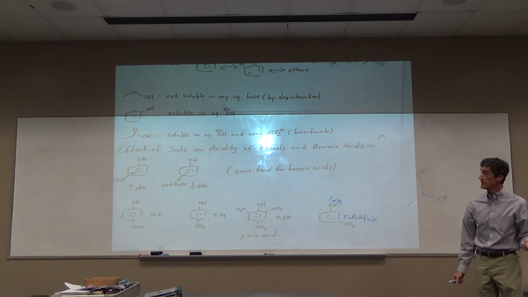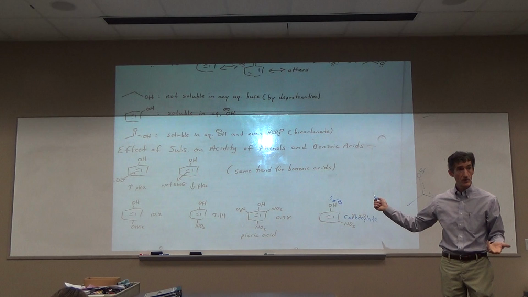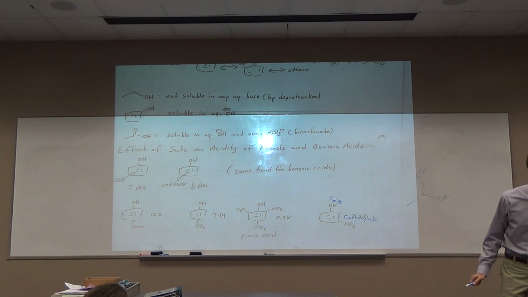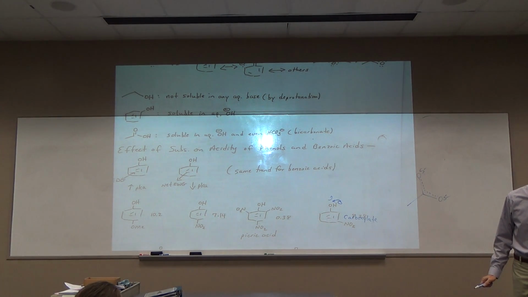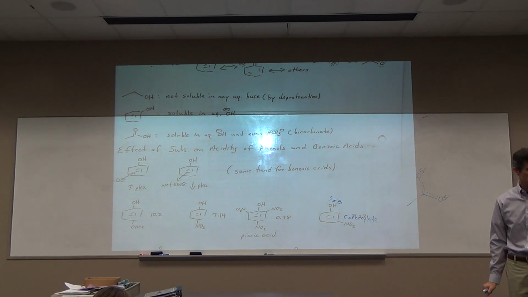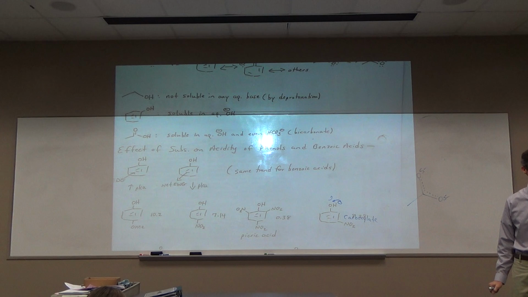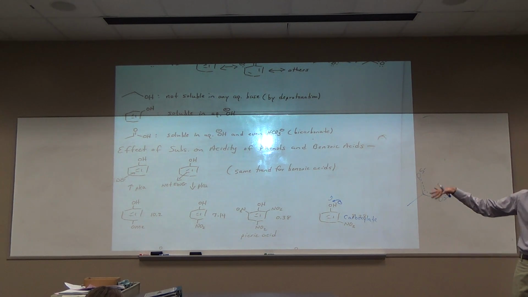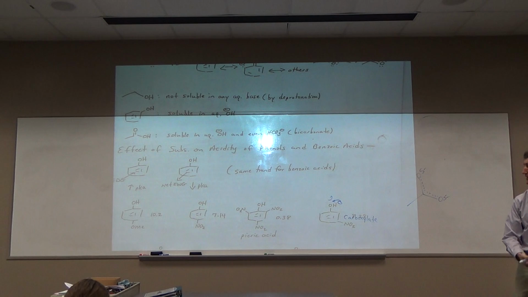What about a chlorine? Would that be a net donator or withdrawer? It's a net donator. Yeah, it's group three. The same groupings can be used here, so we'll use the same terminology, and we'll look at this on Friday. It'll actually be a little review of our electronic effects for the EAS reaction.